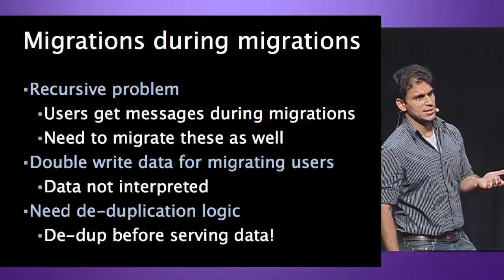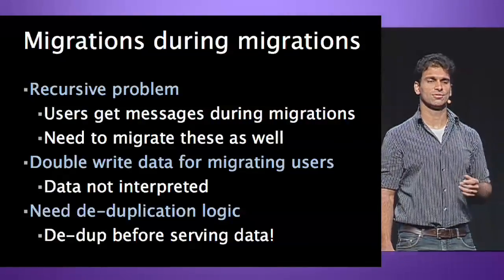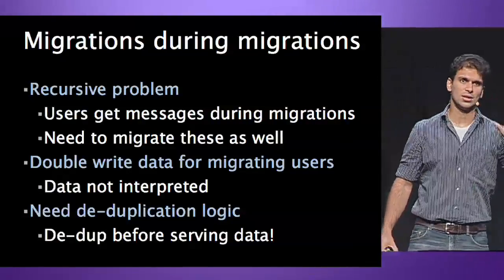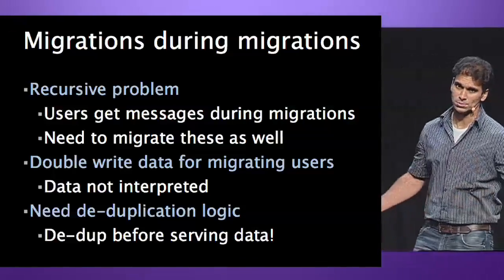But of course, this process is not perfect. The double write could also fail, so we have to throw it in a queue. All that, long story short, means we could see duplicates, which means we have to dedupe that.